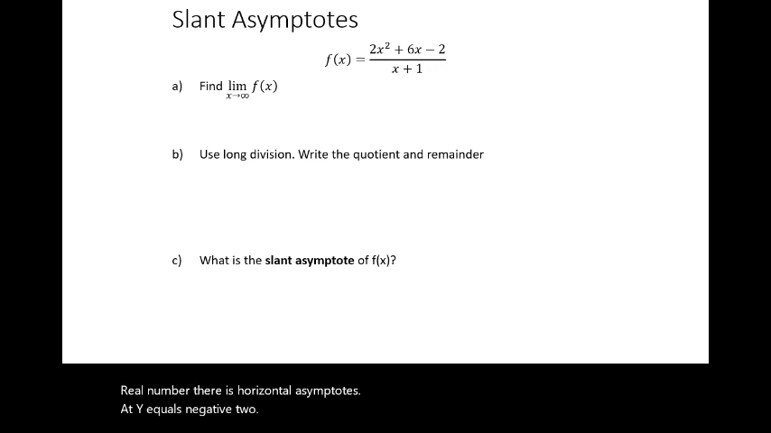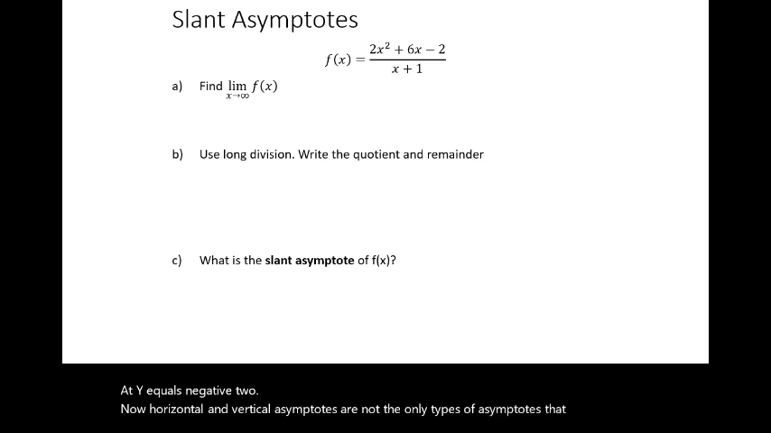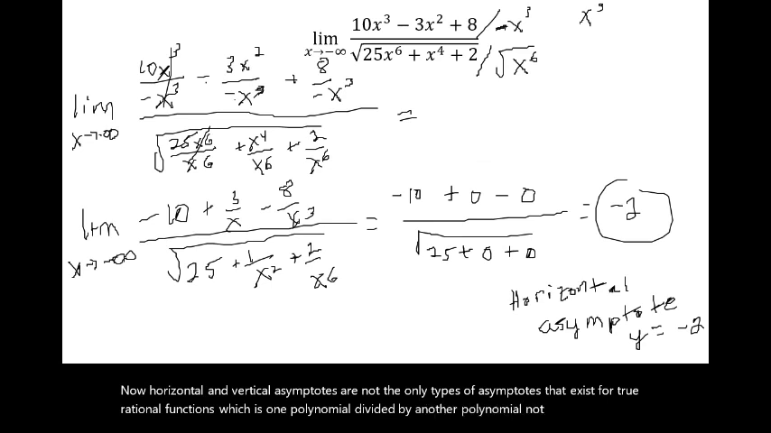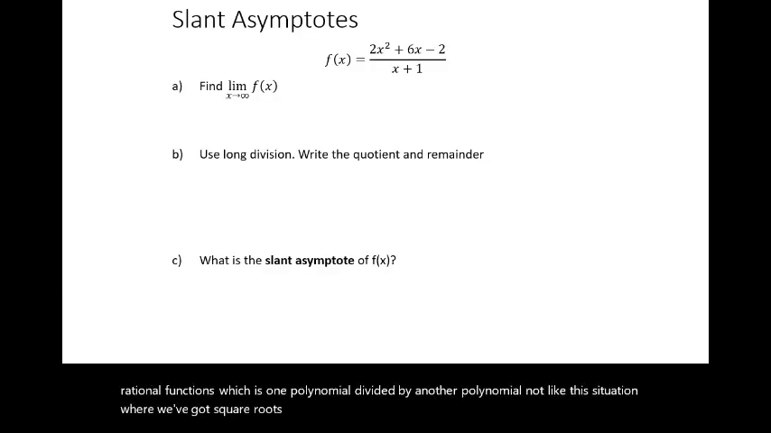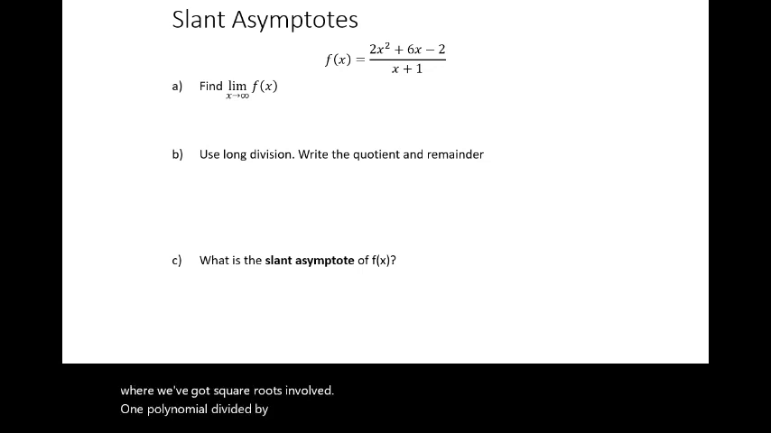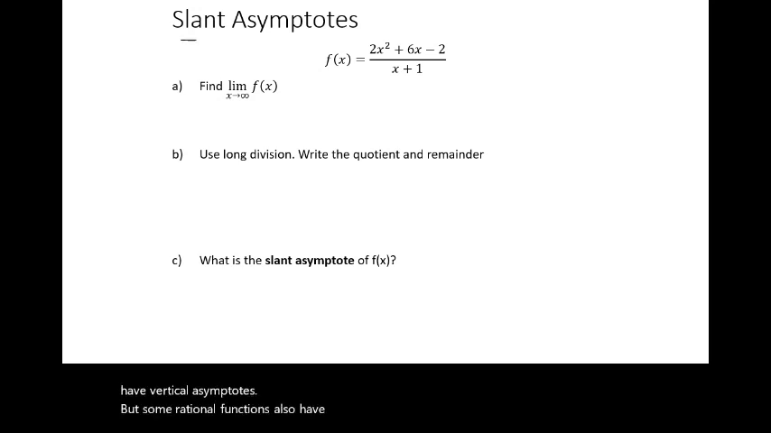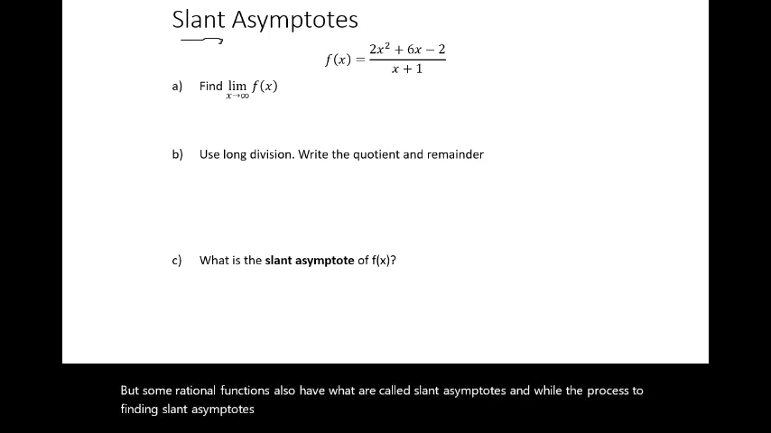Now, horizontal and vertical asymptotes are not the only types of asymptotes that exist. For true rational functions, which is one polynomial divided by another polynomial, not like this situation where we've got square roots involved, you can have horizontal asymptotes, you can have vertical asymptotes, but some rational functions also have what are called slant asymptotes. And while the process to finding slant asymptotes actually involves no calculus, the reason why that slant asymptote exists involves calculus. So we're going to first take the limit as x approaches infinity of this function.